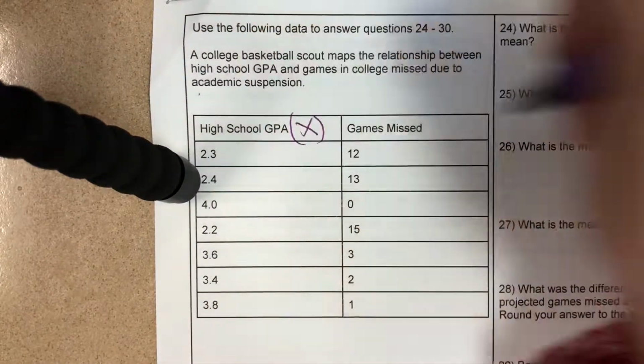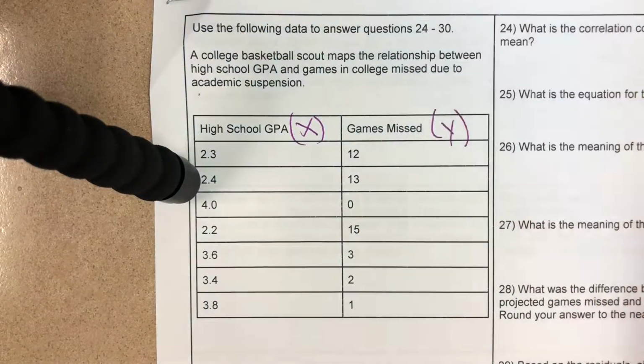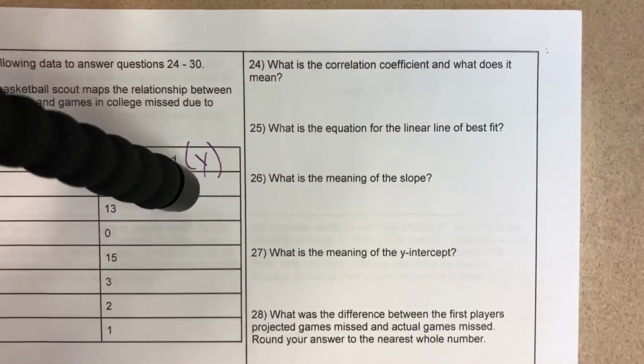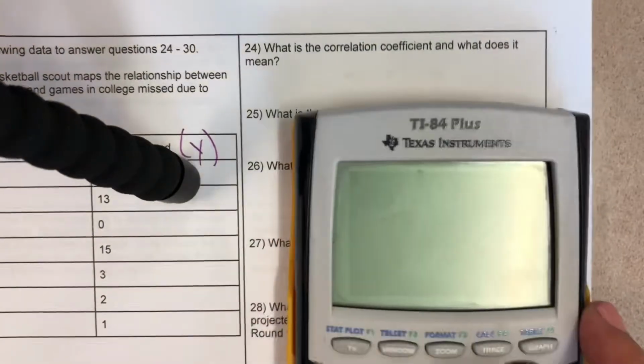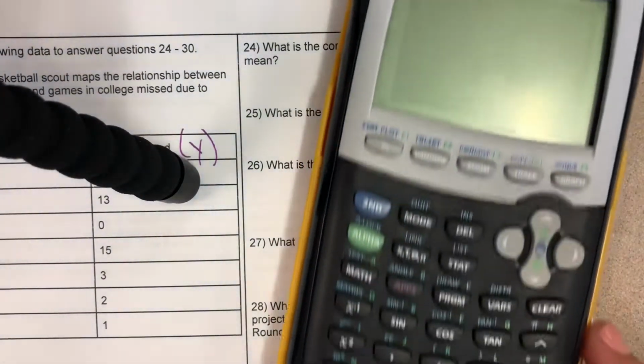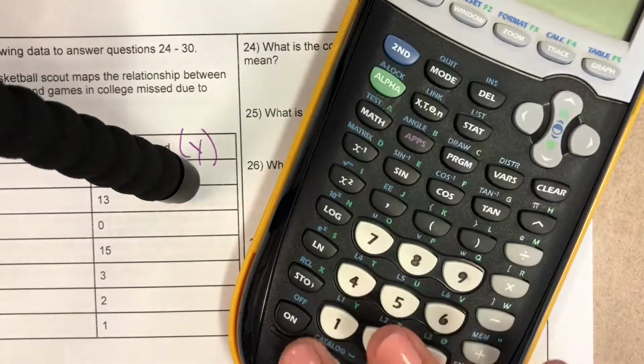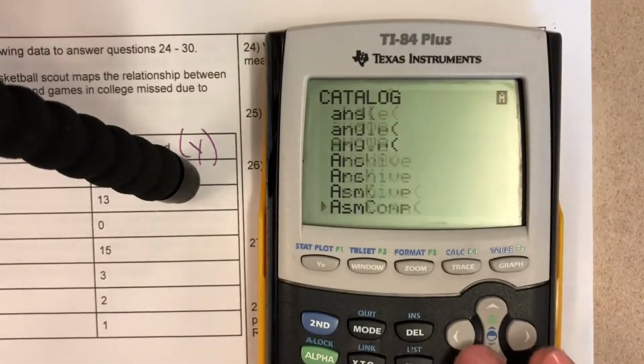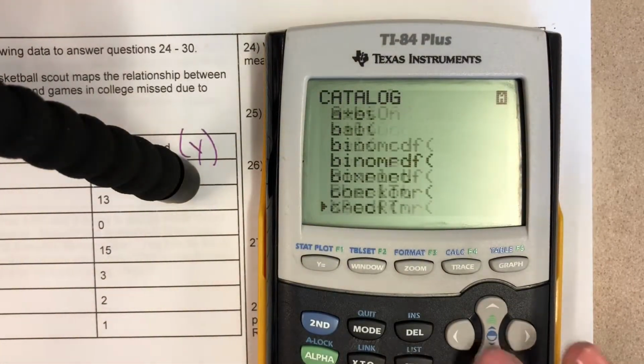Okay, in this problem, we are comparing high school GPA, which is going to be my X value, independent, affecting how many games missed, which is going to be my dependent Y value. All right, number one, what is the correlation coefficient and what does it mean? On your calculator, make sure you hit second catalog. It's going to bring you to this list, and you want to make sure your diagnostic is on. So go all the way down.